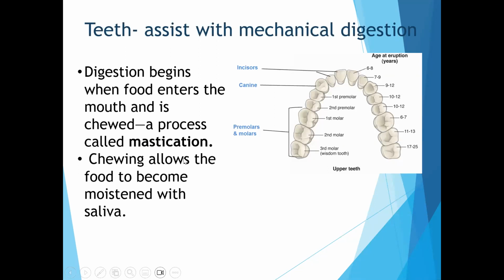So as soon as food enters the mouth and is chewed, which the scientific term for chewing is mastication, that's when digestion begins. So we have our saliva, obviously, introducing those enzymes, and our chewing that's breaking down the food mechanically. That allows the food to become moistened and bound with saliva, and we continue the digestion process from there.